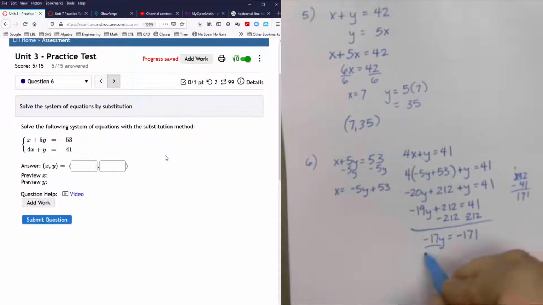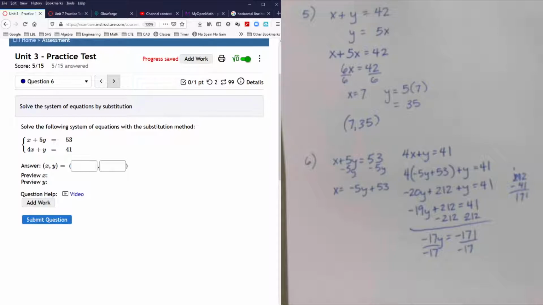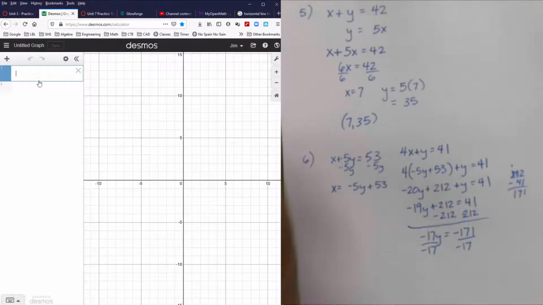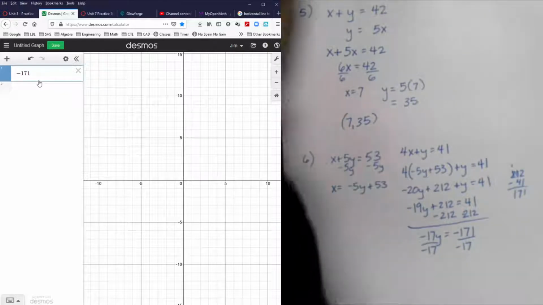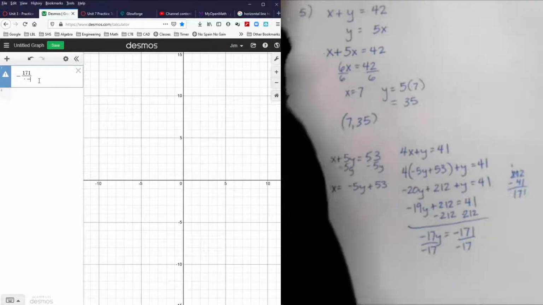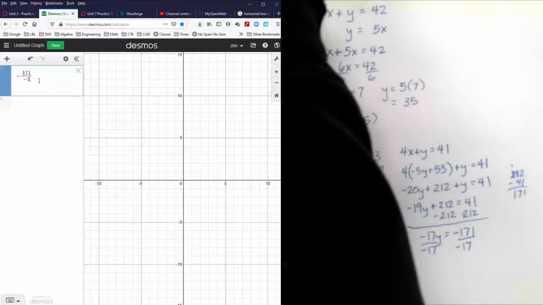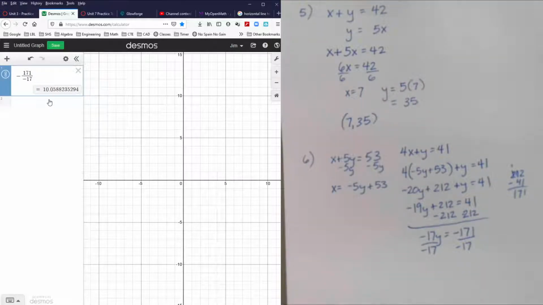Okay, so now I just need to divide both sides by negative 17, and I hope that's going to go in there evenly. I don't think that it will. I'm going to use Desmos here, so switch to Desmos. I'm going to do negative 171 divided by negative 17, and it gives me that weird number. So that's kind of a weird number.